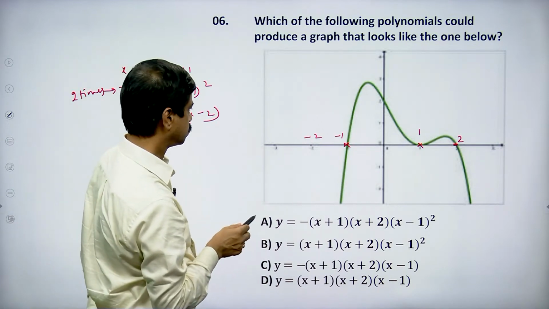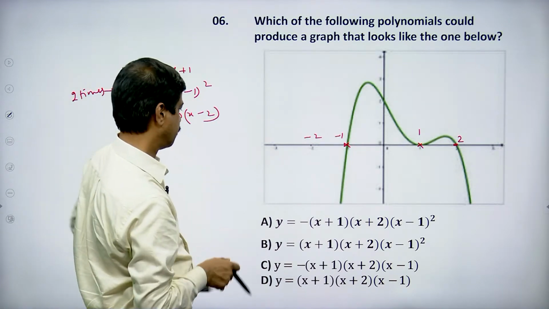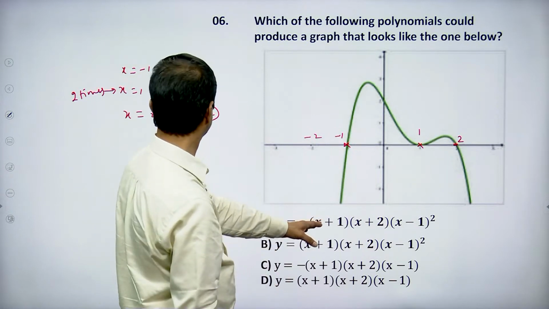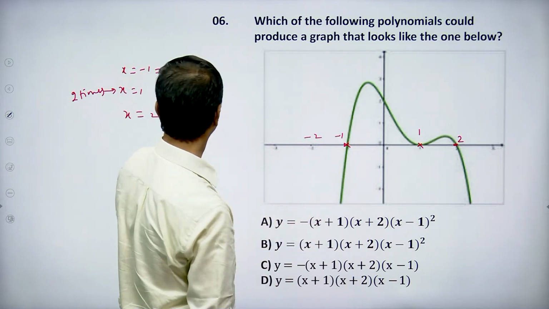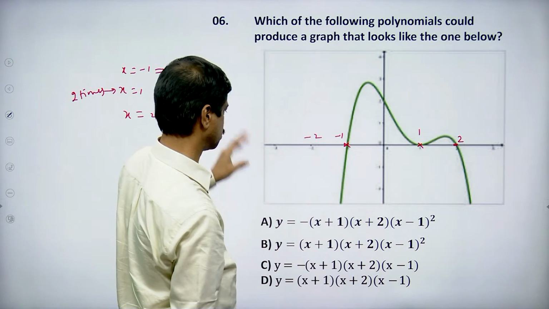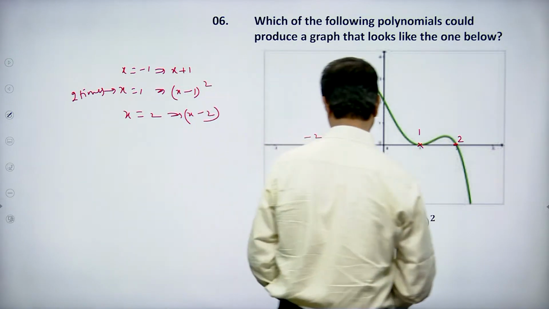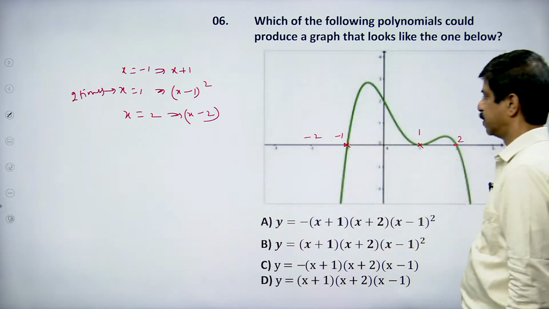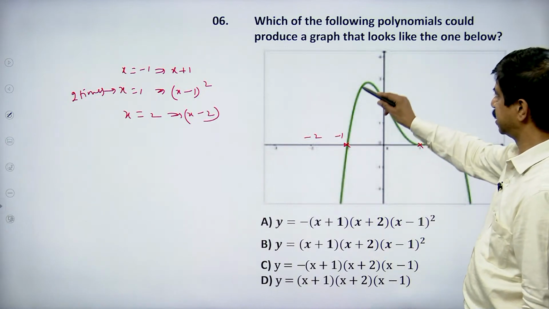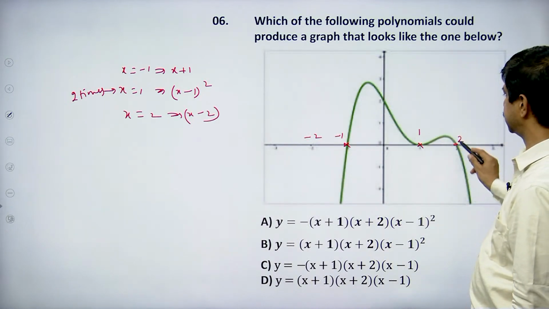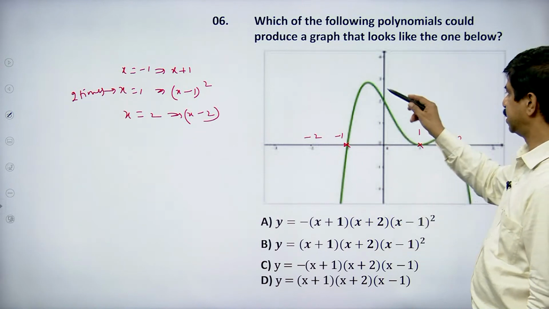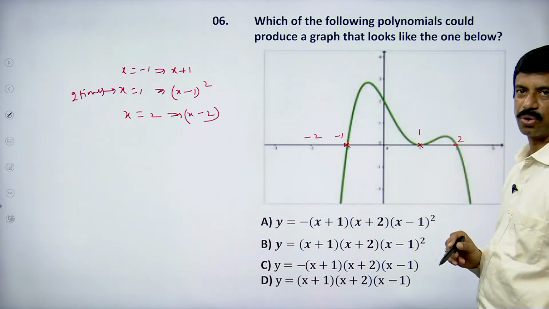So just look at that. Which is that equation you have? X plus 1, x minus 2, x minus 1 whole square. So x minus 2 should be there. So now it is an increasing function, it is rising like this and falling, rising, falling, rising, falling. Okay children?